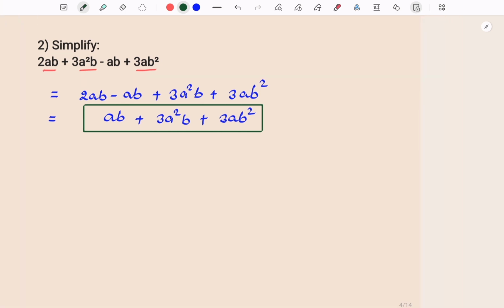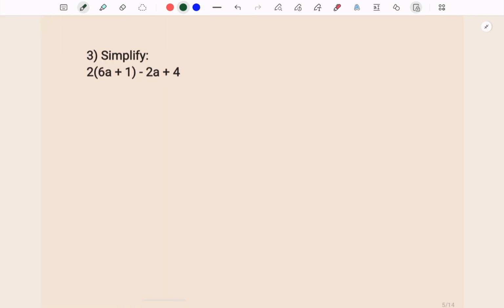Moving on to the next question. Here the question says 2 multiplied by 6a plus 1, minus 2a plus 4. Here I have a bracket, so this is a great opportunity to learn how to open brackets, right? I will open the bracket step by step. We have to understand that this 2 here will be multiplied by 6a as well as 1.